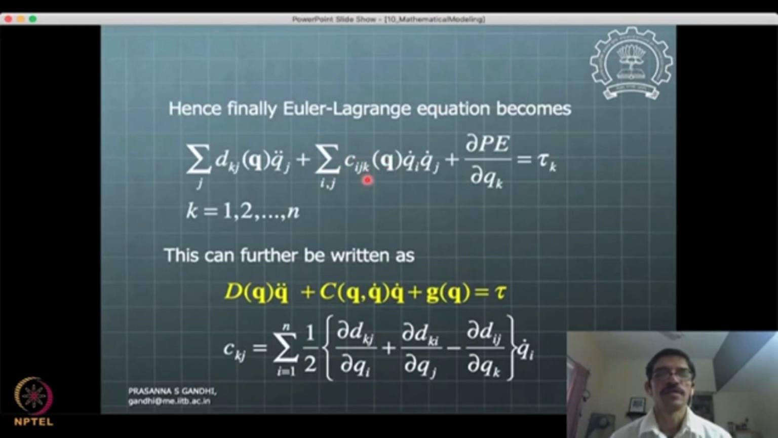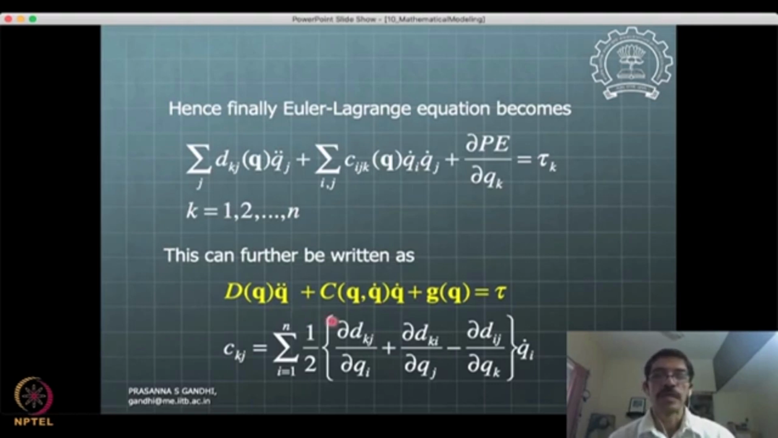Okay, these c_ijk coefficients sometimes are called Christoffel symbols. Okay, so there is a mathematical jargon there, but let's not worry about that. It's basically like you get this C matrix multiplying some q dot, and this D matrix we know already, and q double dot, and these potential energy terms are clubbed into this G matrix, and then you get this complete expression for your final equation of motion. Okay, so this is how things happen here.